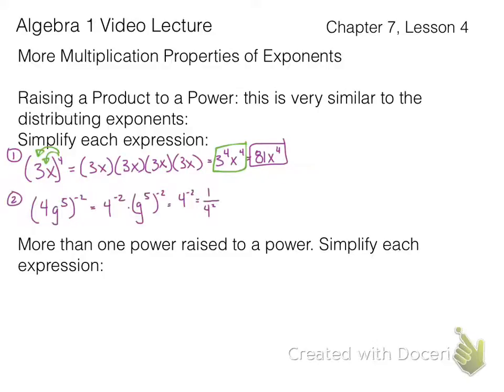Okay, so the next problem, I did a lot of work without stopping. Okay, so again, we have 4g to the 5th to the negative second.